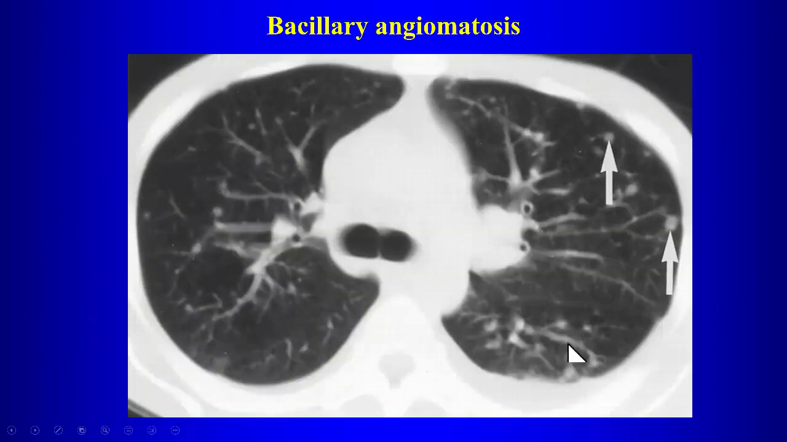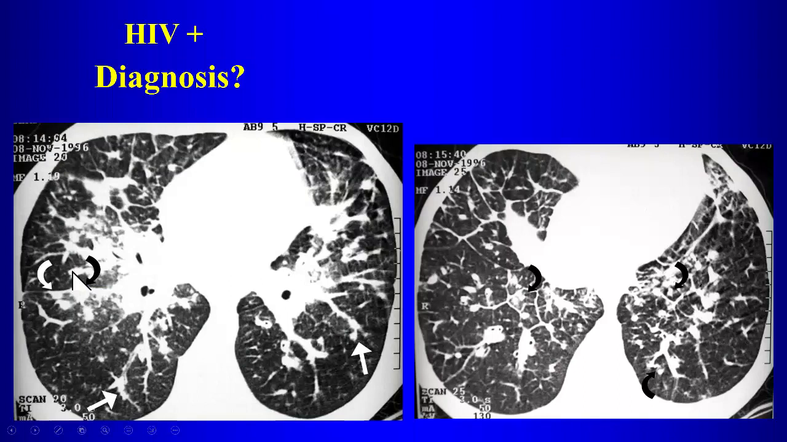So they can develop nodules also, all kinds of other changes. Lymphadenopathy can also occur in these patients. So there is a very strange appearance in somebody who's HIV positive.